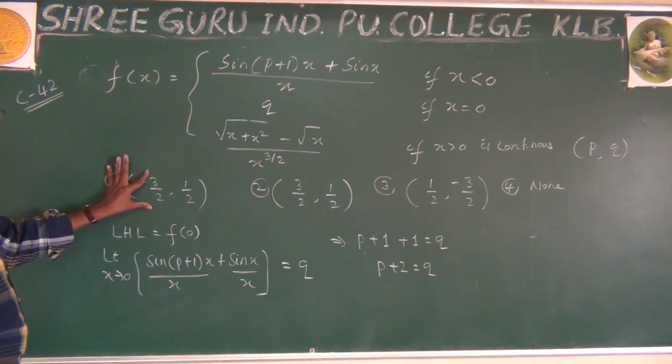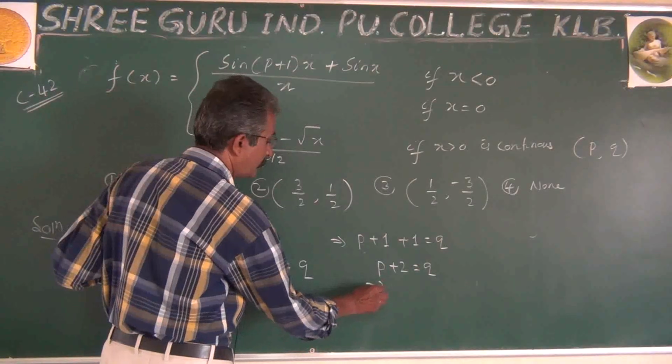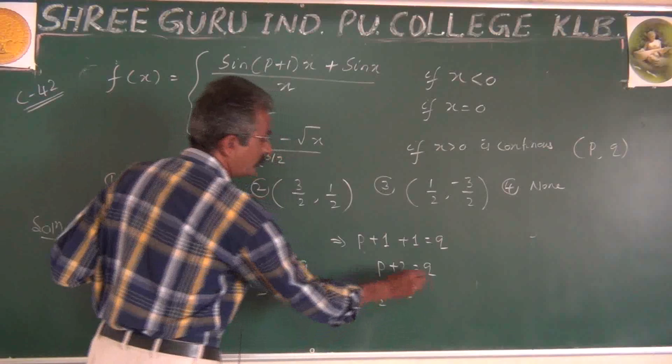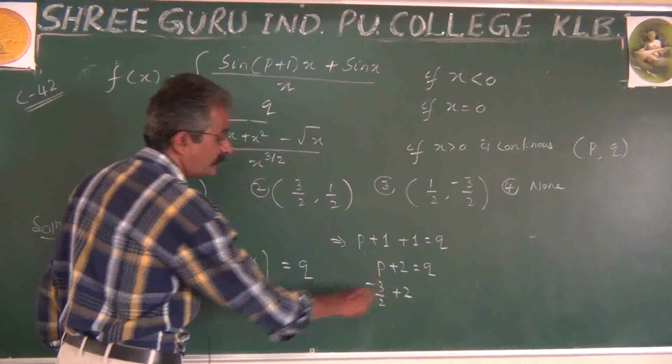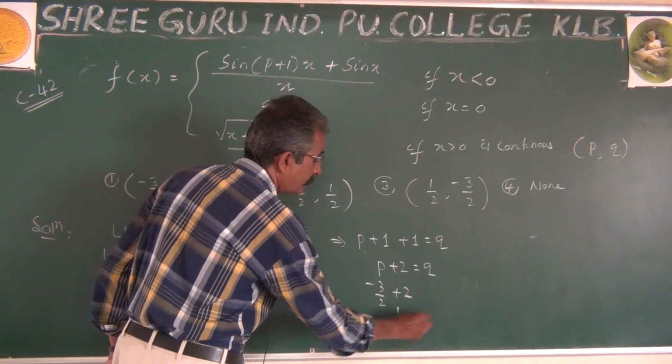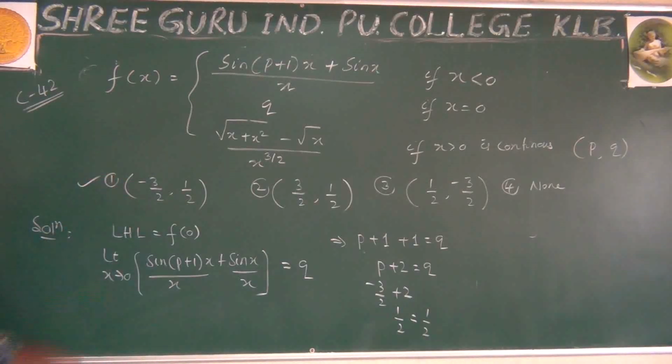In the first option, p is minus 3 by 2 and q is 1 by 2. Use p, minus 3 by 2 plus 2. LCM 2, 2 into 2, 4. 4 minus 3, 1 by 2. And q also 1 by 2. So obviously the first option will be the correct one.